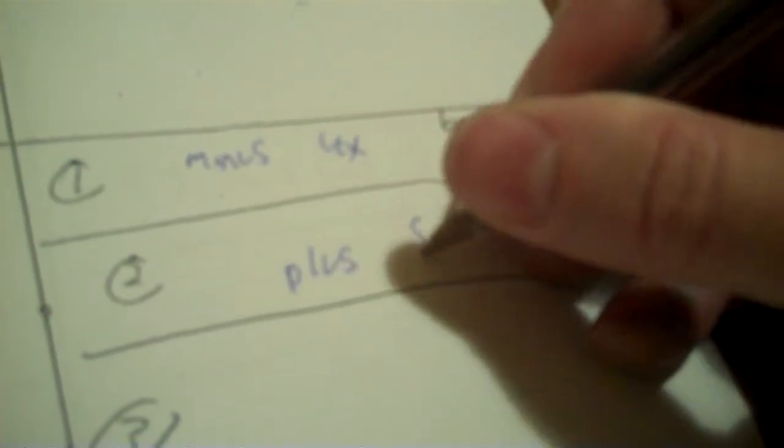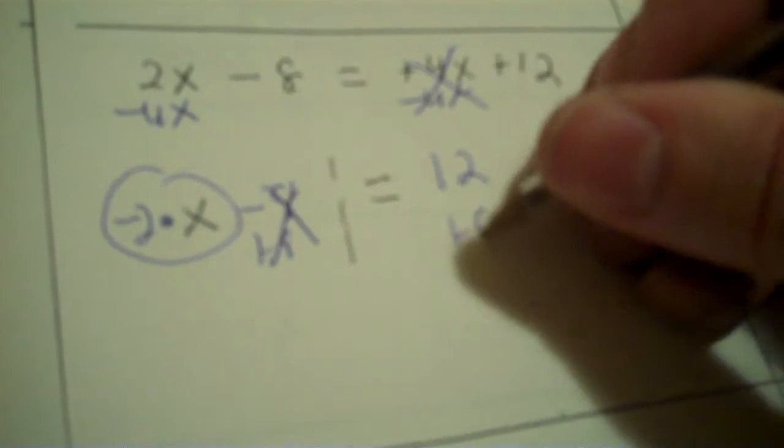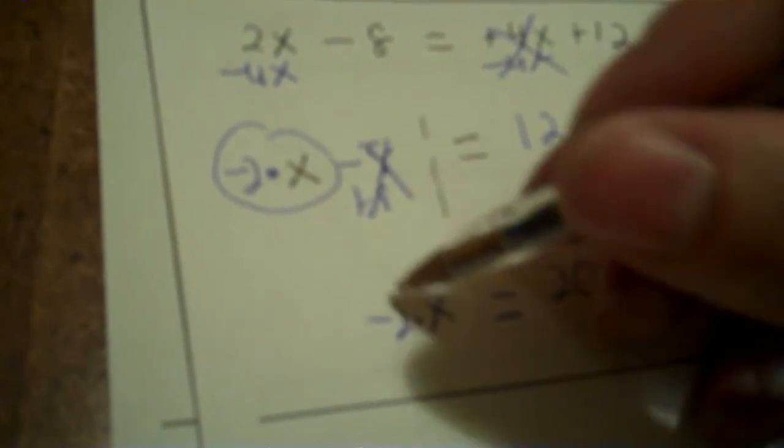So we have to plus 8 now. And then we need to divide by negative 2. So plus 8, 12 plus 8 is 20, and then negative 2 times x. Now we divide by negative 2. Remember, when you make your lines, you need to put negative 2, because you're dividing by negative 2. So take a calculator, 20 divided by negative 2 is negative 10.